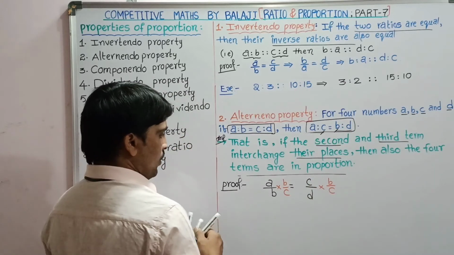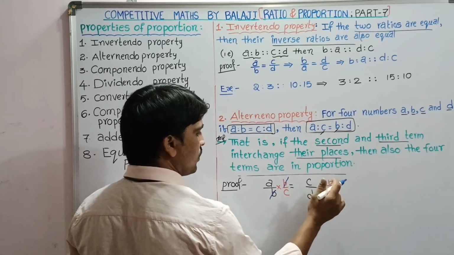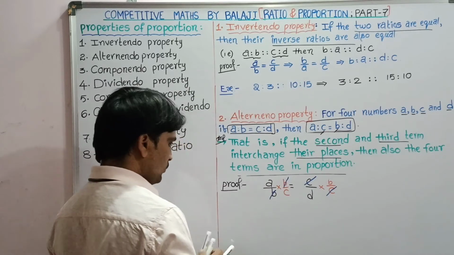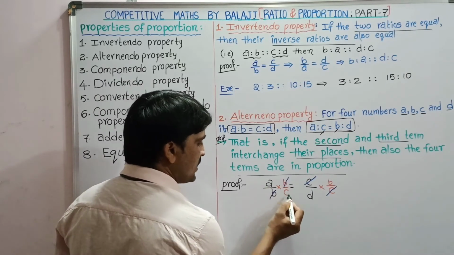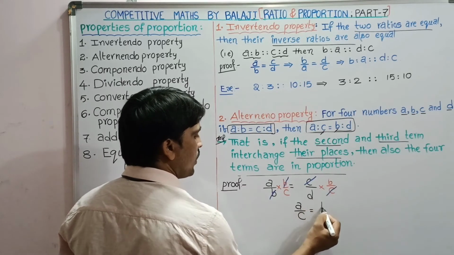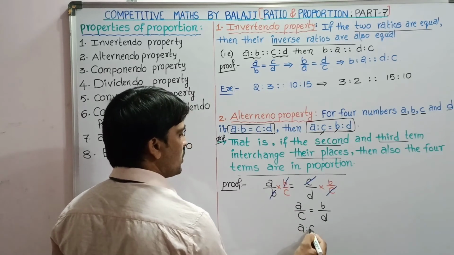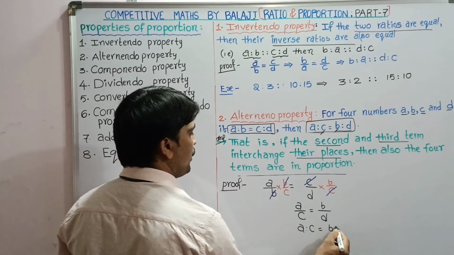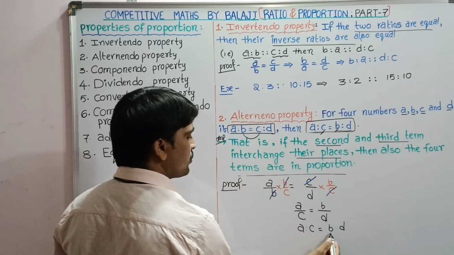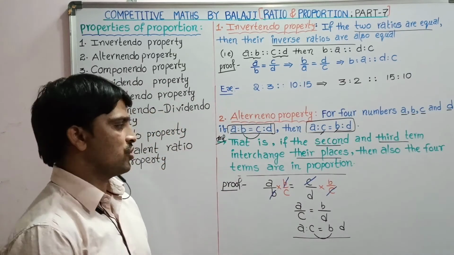Numerator, denominator equal terms get cancelled. What do we have? A by C in LHS, B by D in RHS. A by C can be written as A is to C and B by D as B is to D. So B and C have interchanged their places now. See, hence the four numbers are again in proportion.